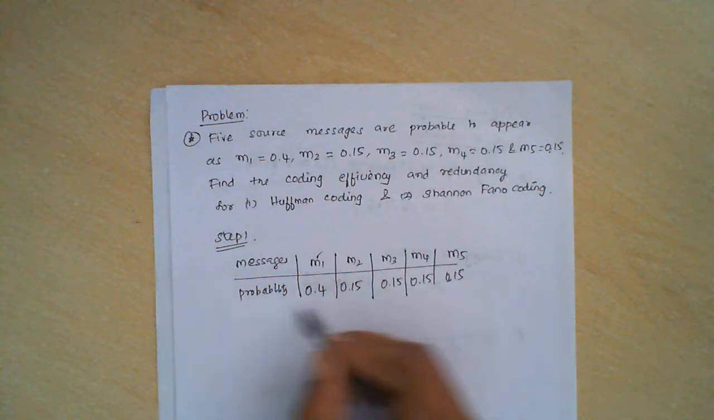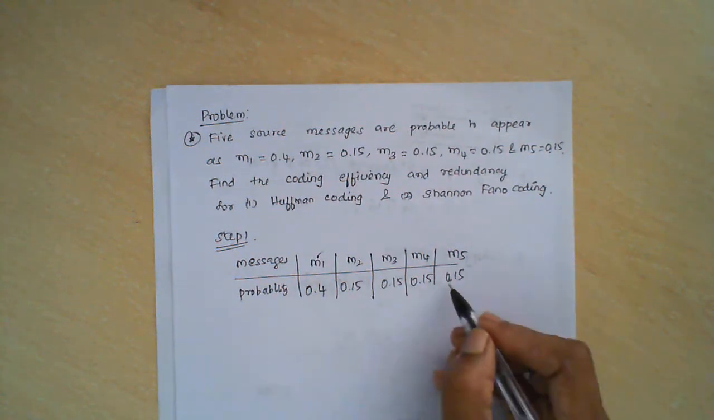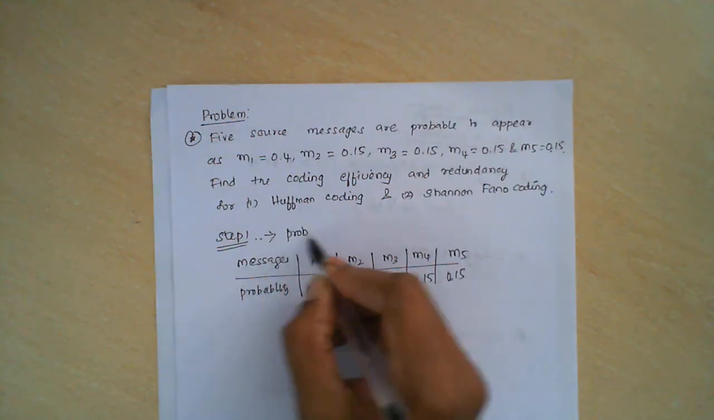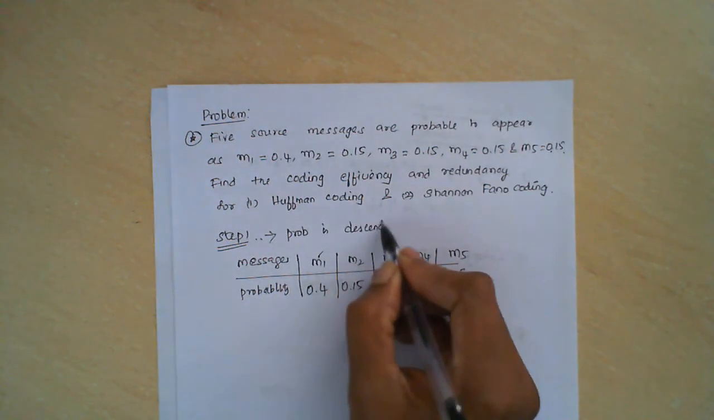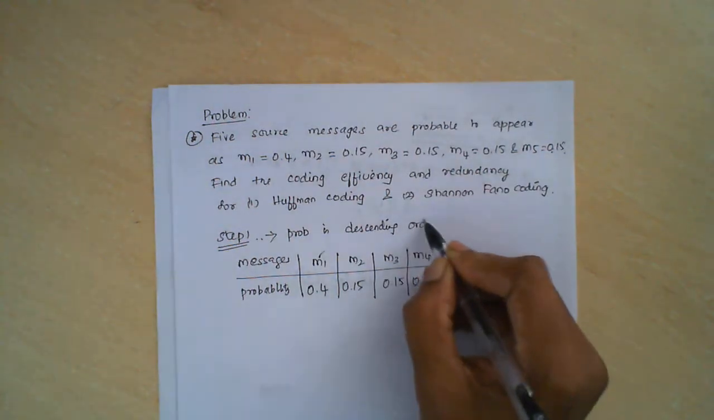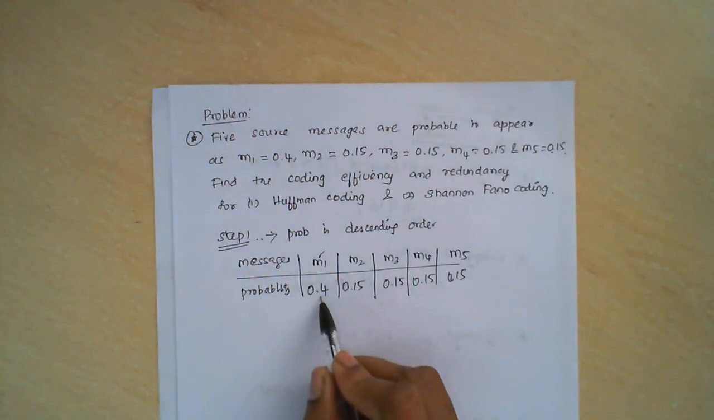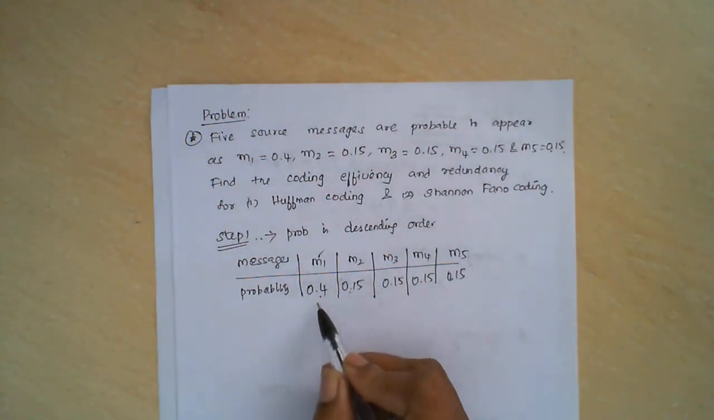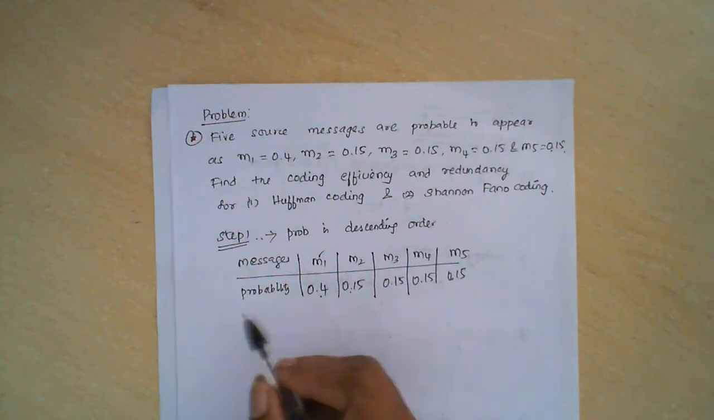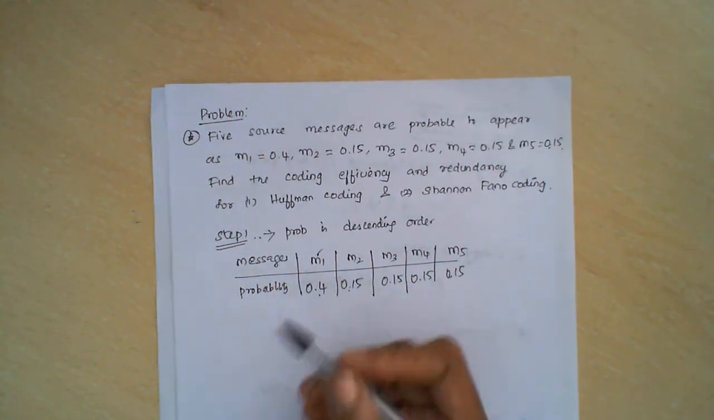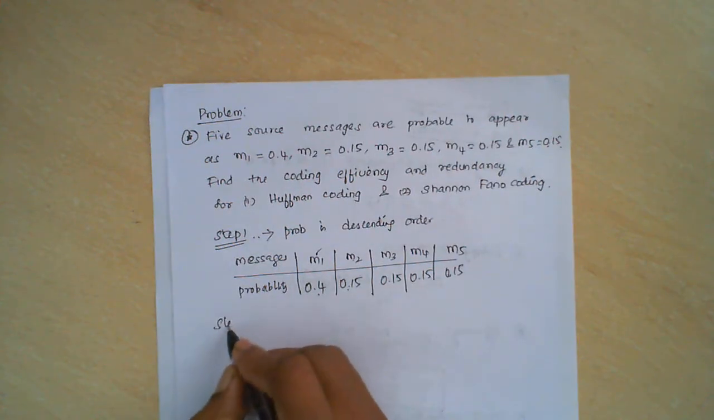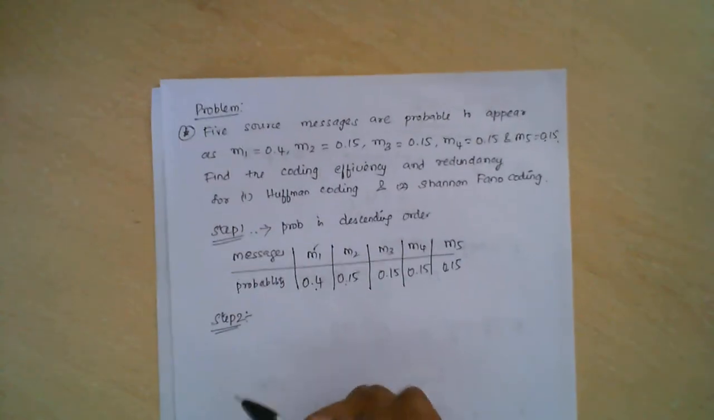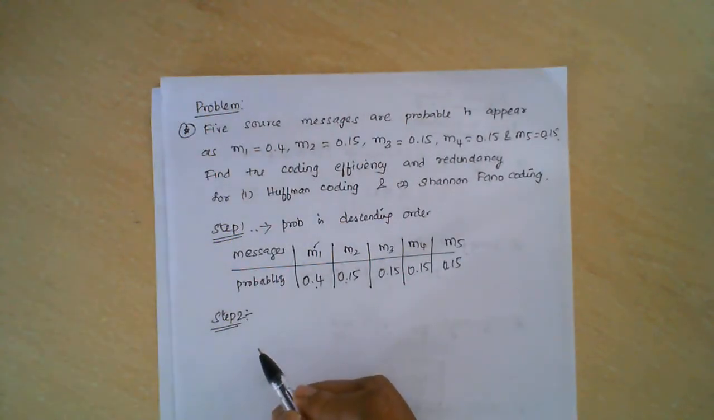Here we need to check whether it is in descending order. Step 1 is to find whether the given probabilities are in descending order. Descending order means from larger value to smaller value. Here this is the largest value, and 0.15 is the same for all the rest, appearing next to 0.4. So we need not rearrange. Whatever format is given we can take it as such. So there is no need to arrange in descending order, and we go directly into the problem.